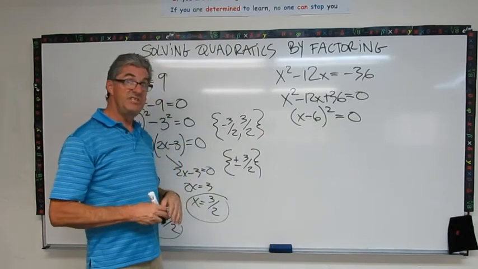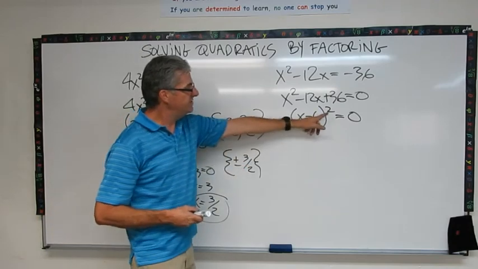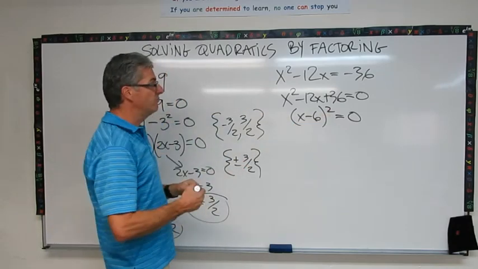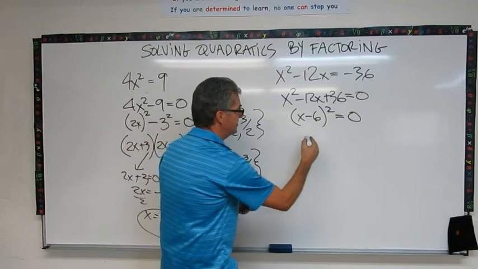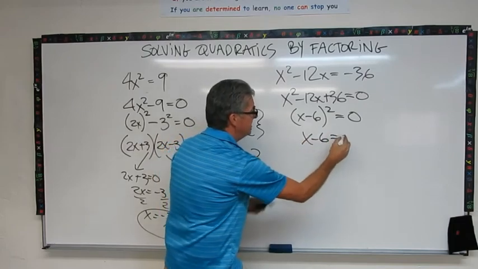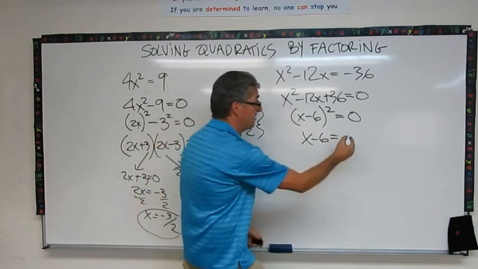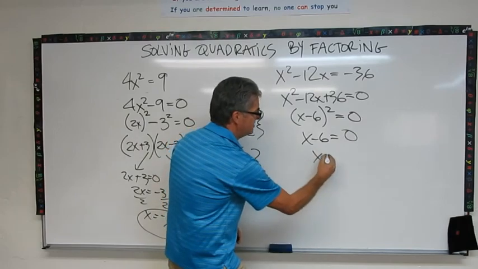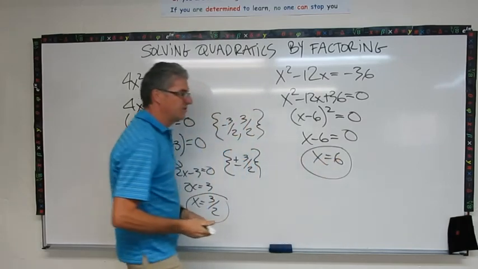Okay, so let's continue to solve. I have something squared, so I need to take its square root. So the square root of this is just going to be x minus 6. Now what's the square root of 0? Still 0. Finish, x equals 6. So there's my solution to that one.